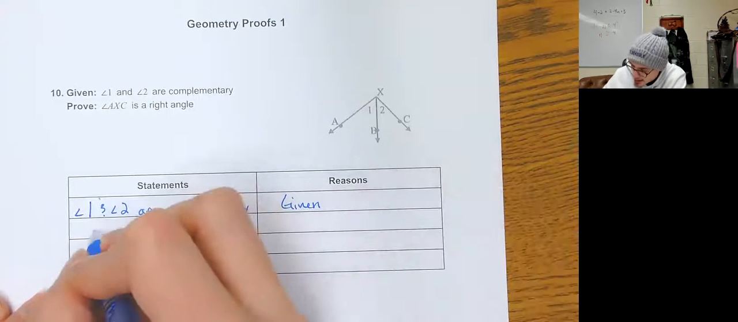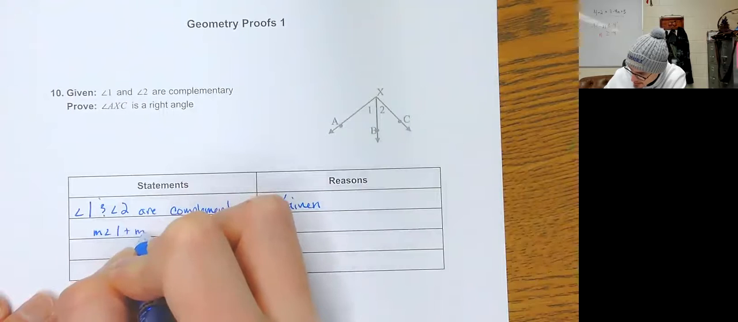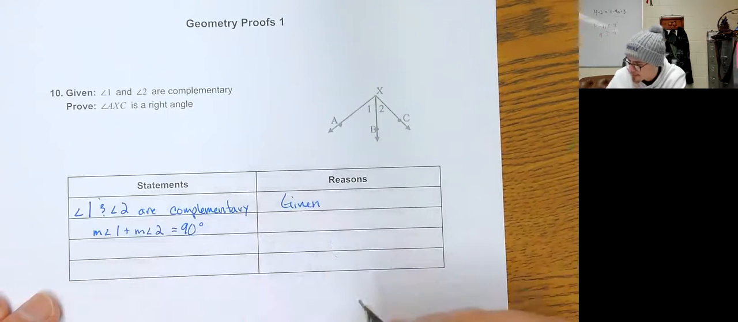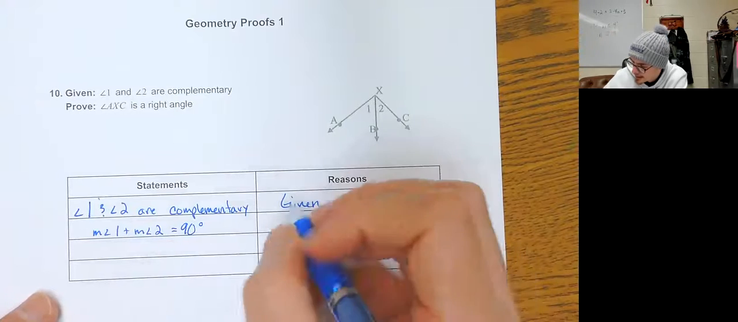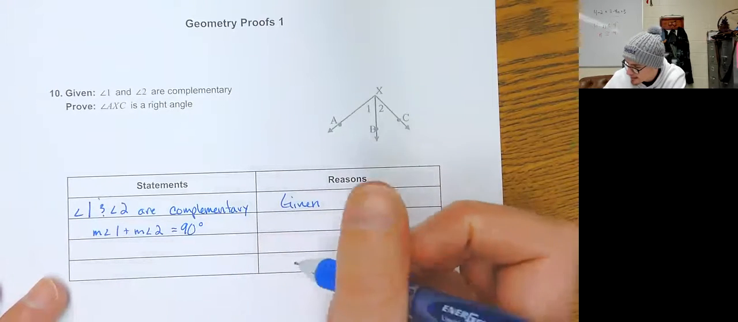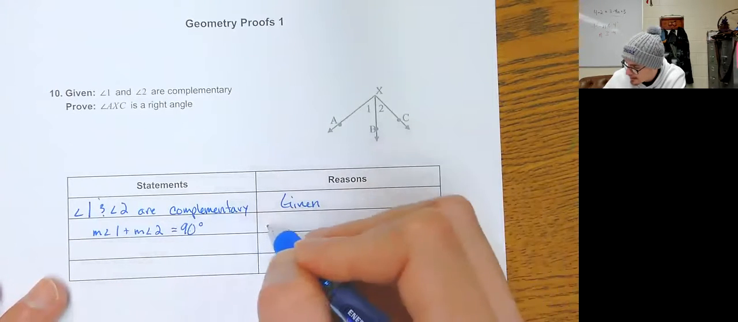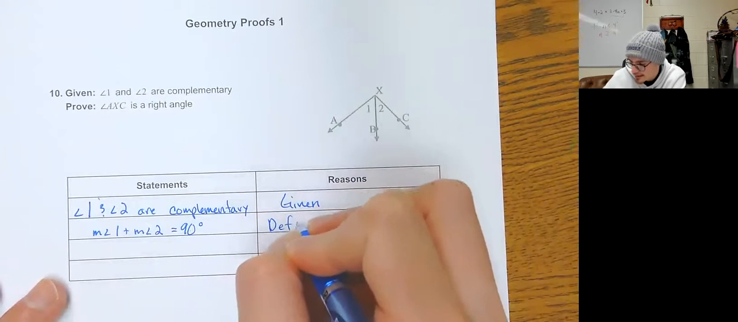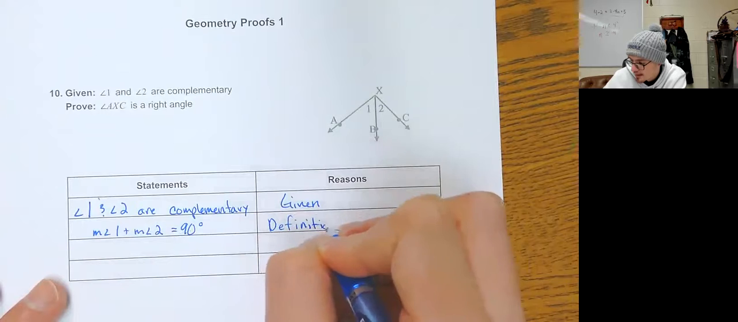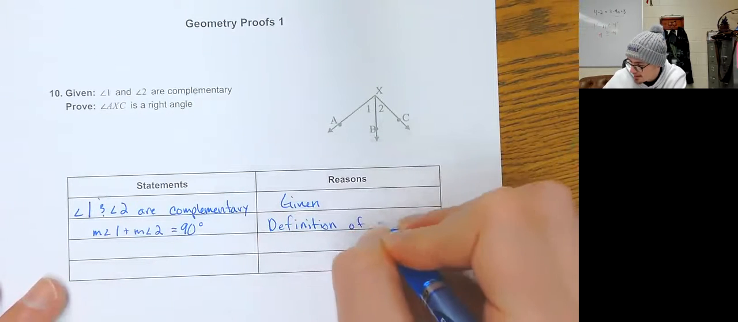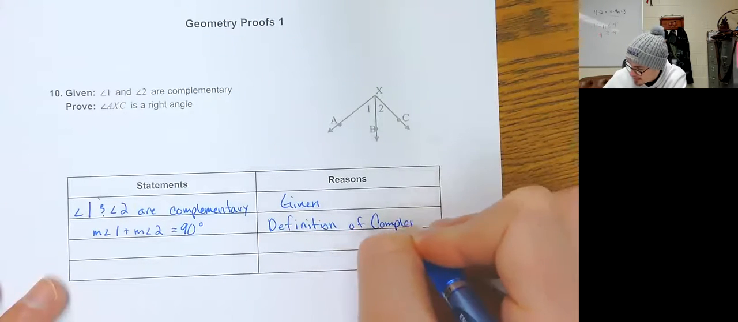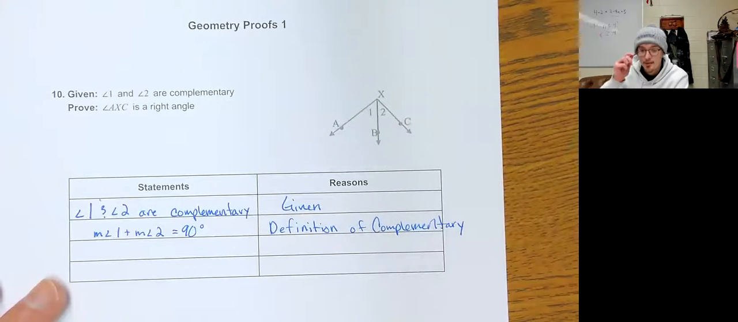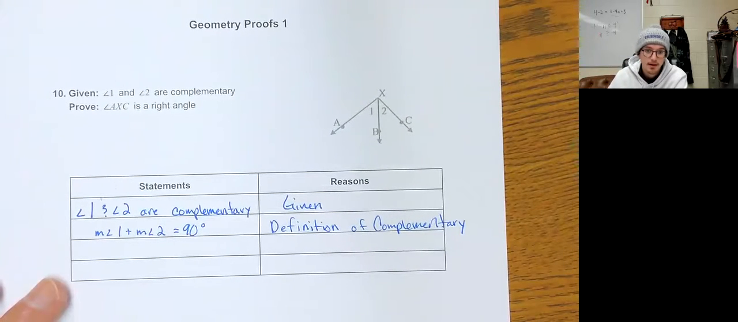What's complementary mean? Doesn't that mean that the measure of angle 1 plus the measure of angle 2 equals 90 degrees? I think so. Oh no, that's the definition of complementary. I'm glad this is the last one. Definition of complementary. Okay, definition of complementary.